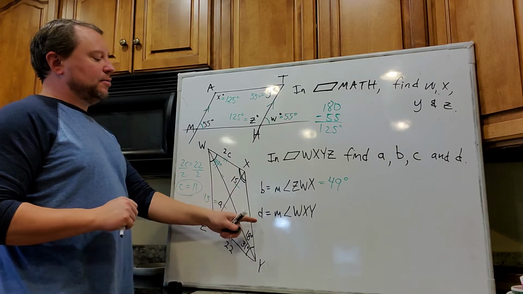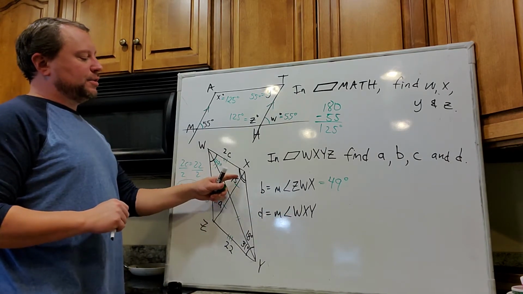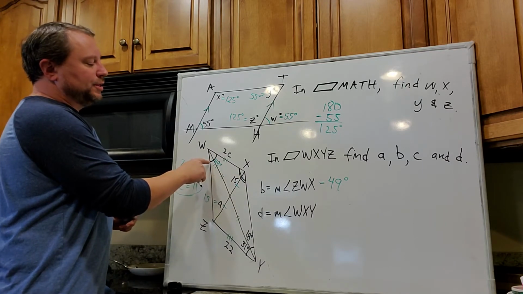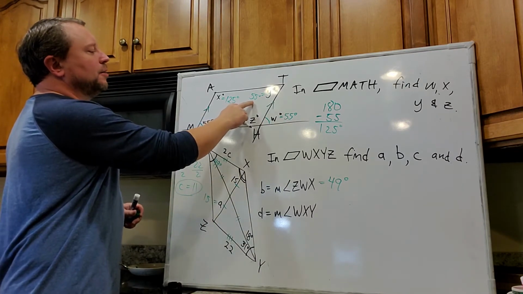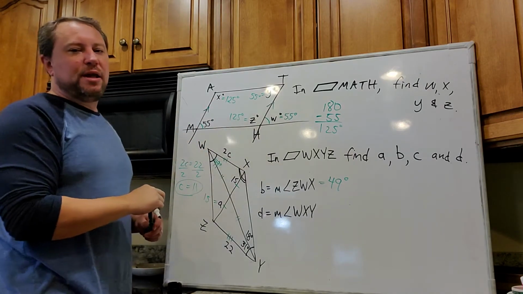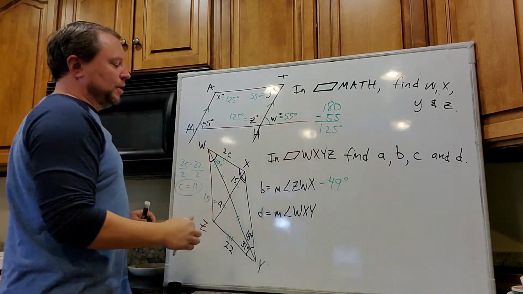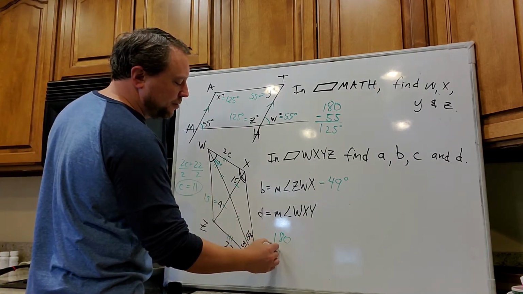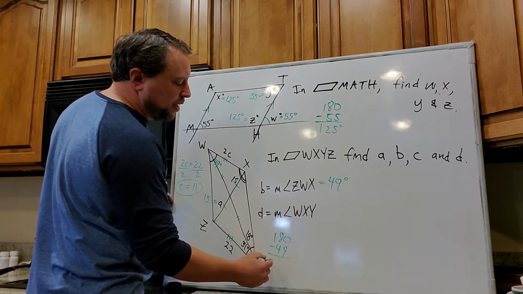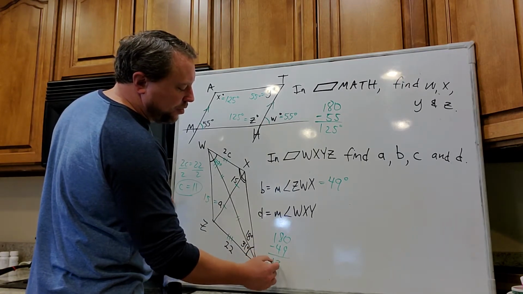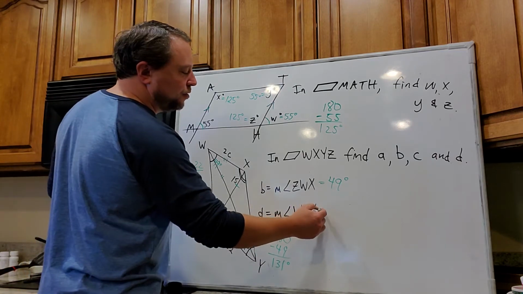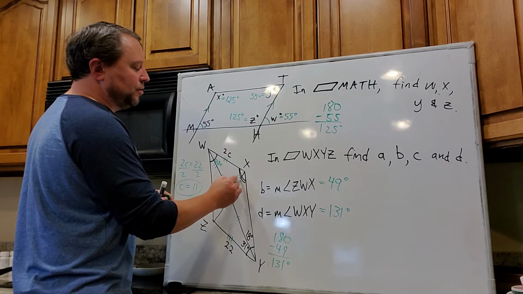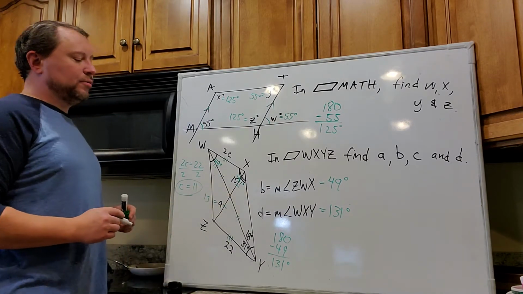Okay, then the next angle, angle D that I wanted to find here, was this entire angle. Well, that entire angle has a relationship with this entire angle, just like up here. They're consecutive angles in a parallelogram, so again, they should add up to 180. So if I take 49 away from 180, I'm left with 131 degrees for this angle right here. That entire angle then right there is 131 degrees.